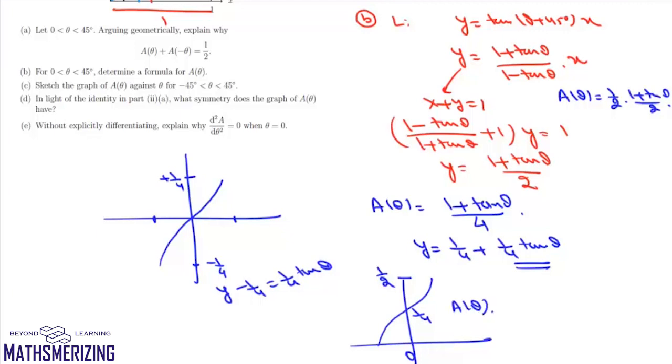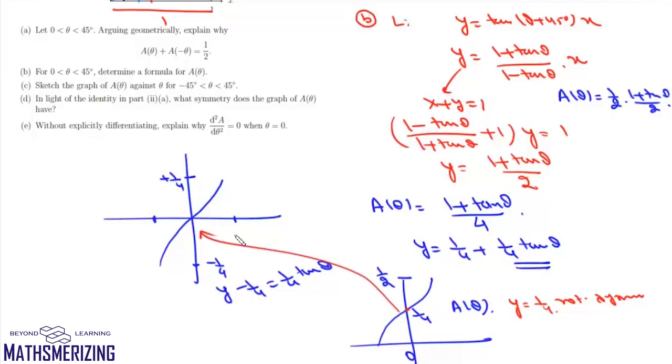Now part D is, in light of identity in part 2a, what symmetries does the graph of A theta have? So this graph, it has a rotation symmetry about y equals 1 by 4. Now part E is, without explicitly differentiating, explain why second derivative is 0 when theta is equal to 0.